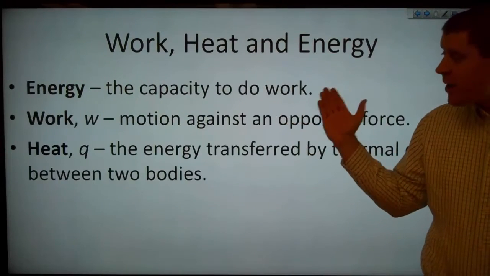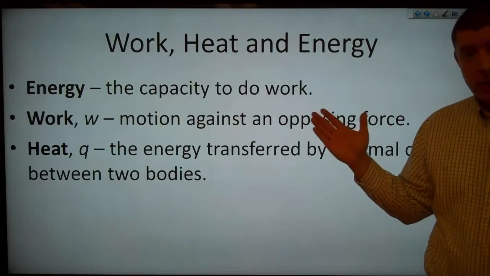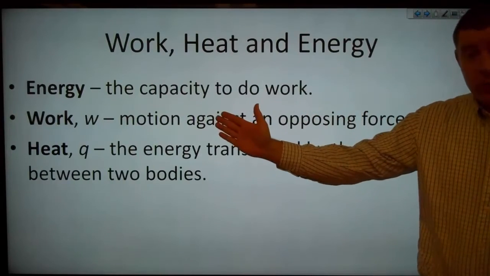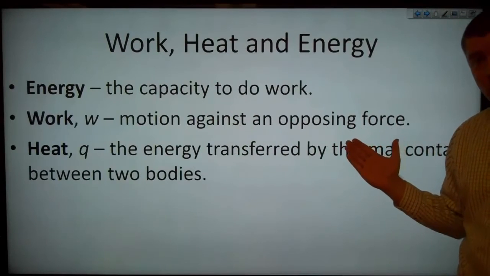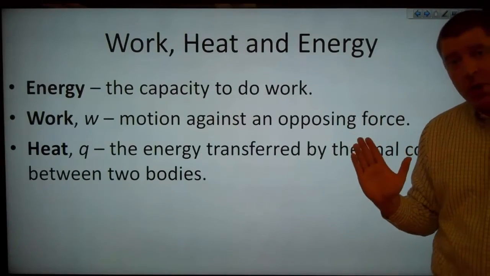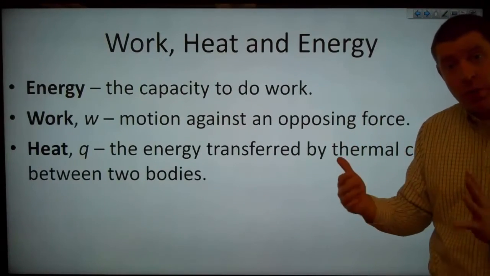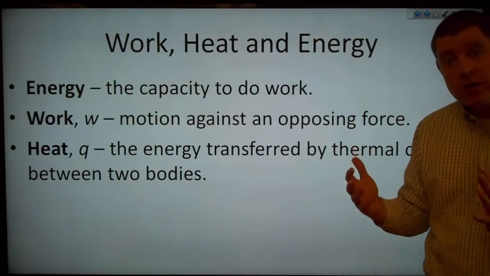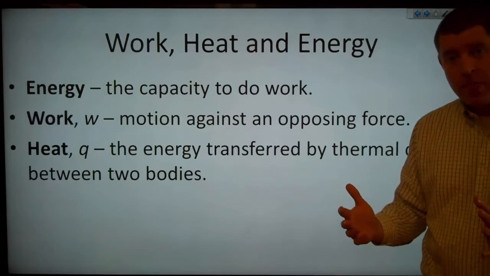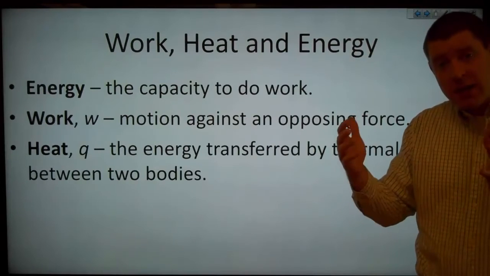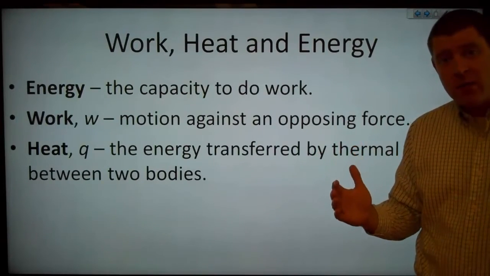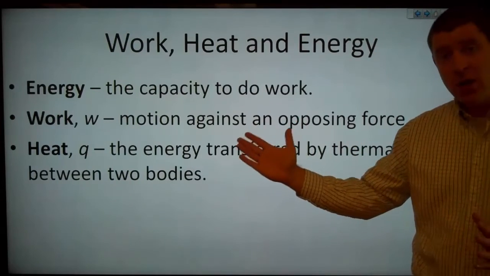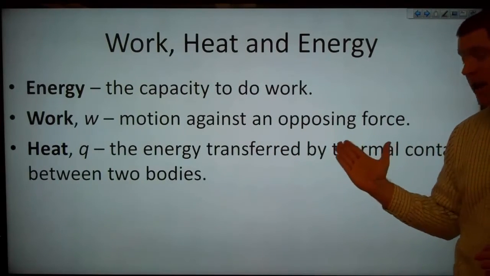So energy is the capacity to do work. Well, that's great, but what's work? Work, which we symbolize as W, is motion against an opposing force. Now, this means that if there's motion but no opposing force, there is no work. So if you have a box sitting on a frictionless surface and you push that box, you're not doing any work, even though there was motion, because there's no motion against an opposing force.